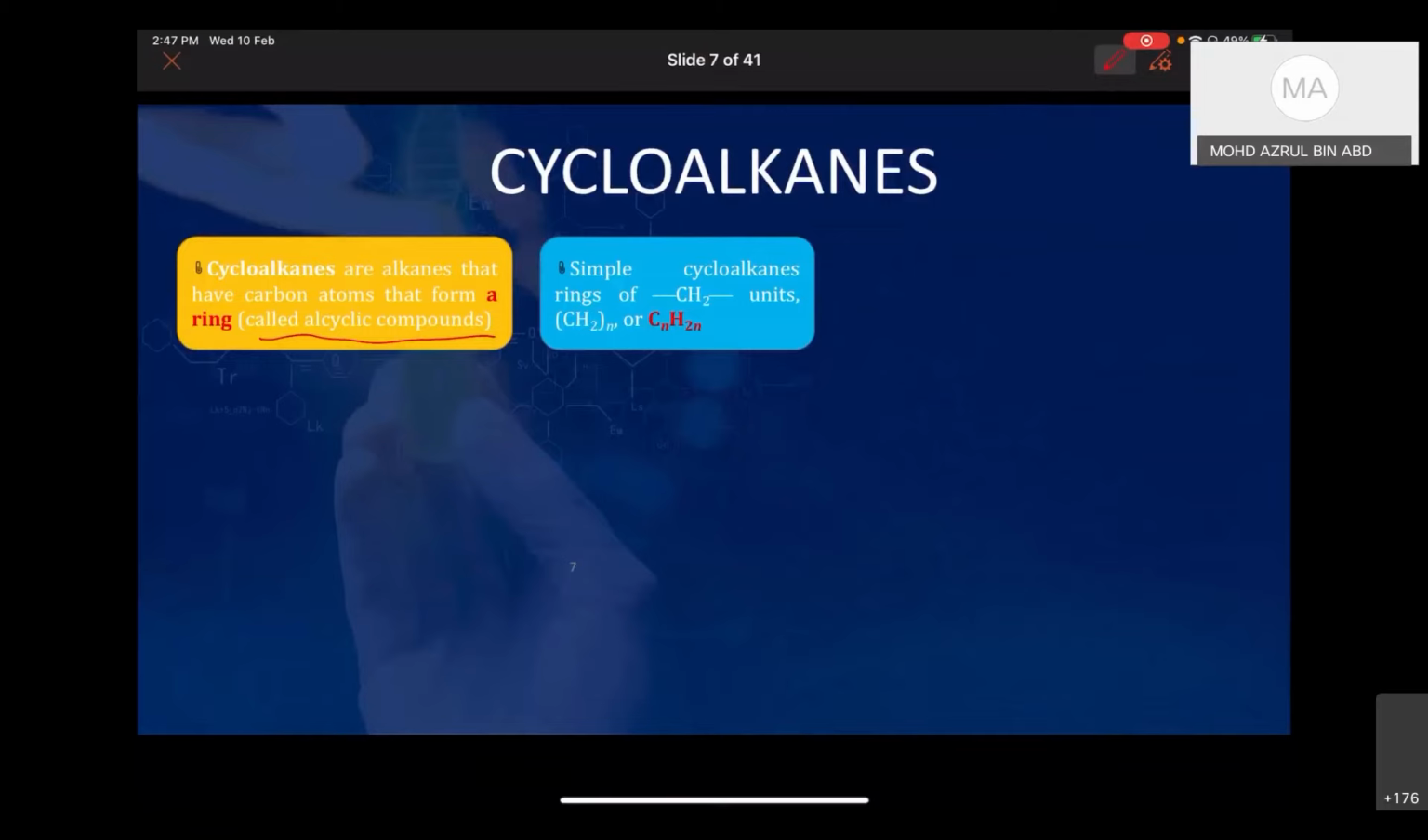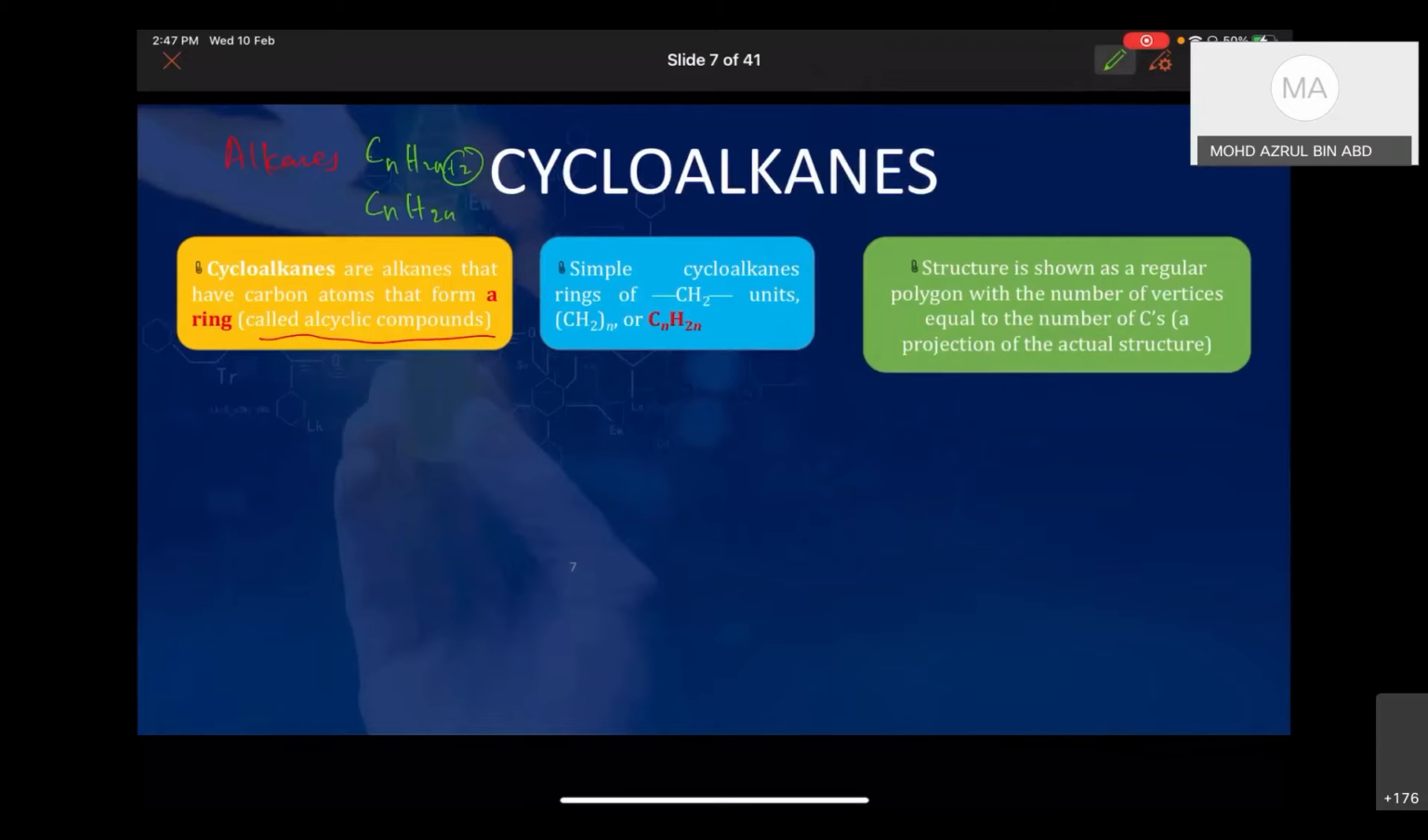Okay, alright. So the second one is about the cycloalkanes, which have the formula CnH2n. The difference between cycloalkanes and alkanes: for the alkanes, the formula is CnH2n+2, and for the cycloalkane it is only CnH2n. So the plus 2 disappears for the cycloalkanes.